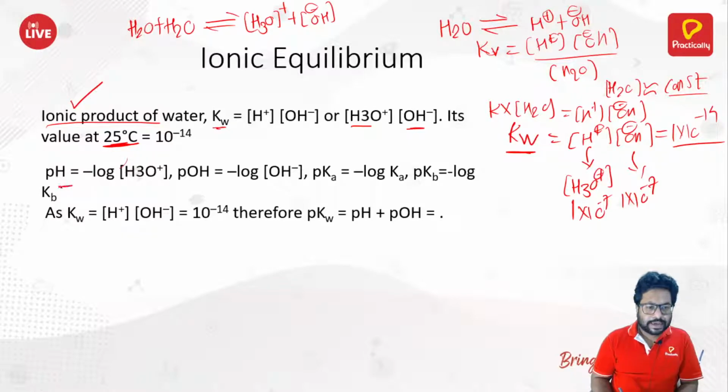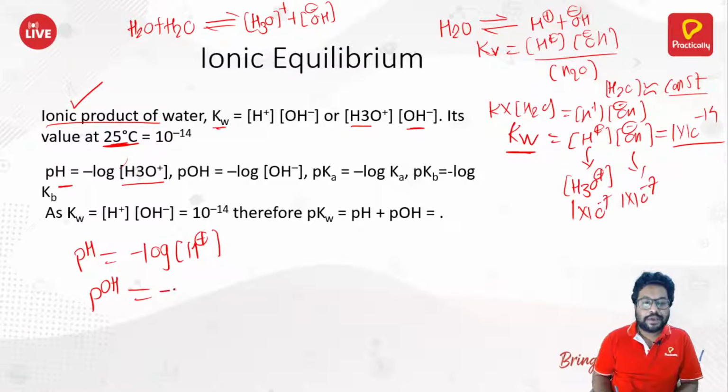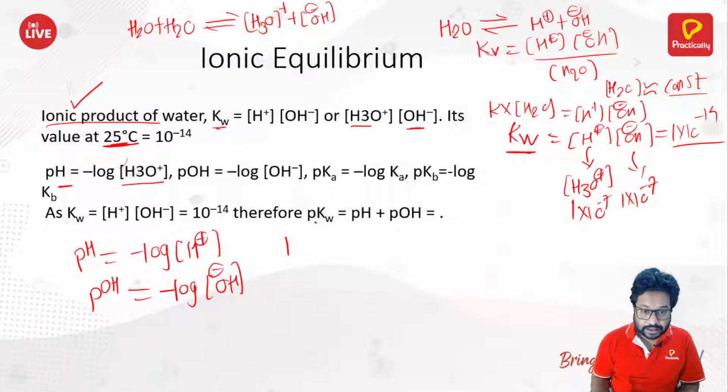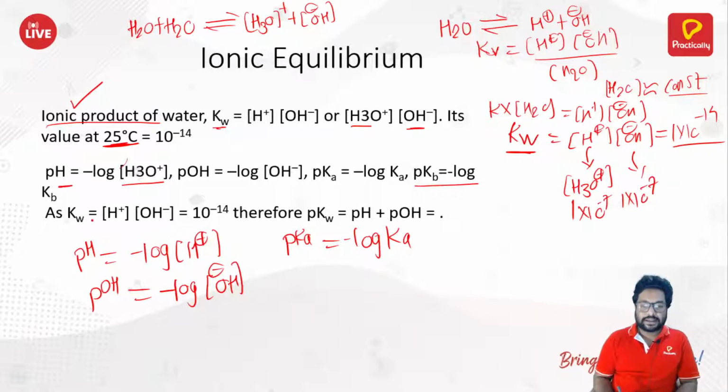pH is equal to minus log of H3O plus, or you can also say pH is equal to minus log of H plus. We can always say that. We know this definition, we had learned it as a child. pOH is equal to minus log of OH minus. pKa is equal to minus log of Ka. pKb is equal to minus log of Kb. We all know that, right?